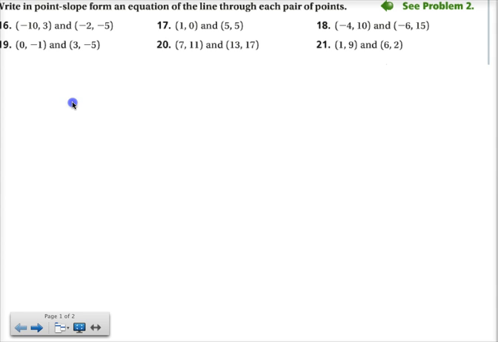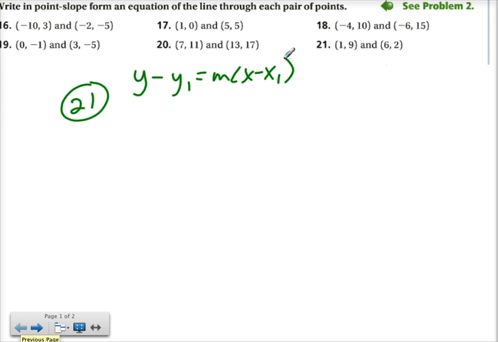So in number 21, it says write in point-slope form an equation of the line through each pair of points. And remember, point-slope form is that right there. So first thing I need, slope. So I'm going to go ahead and do the slope for number 21, which would be 2 minus 9 over 6 minus 1. So 2 minus 9 would give me a negative 7, and then 6 minus 1 would give me a 5. So there's my slope. And now I get to pick which numbers I want to use, so I think I'll do this both ways to show you.